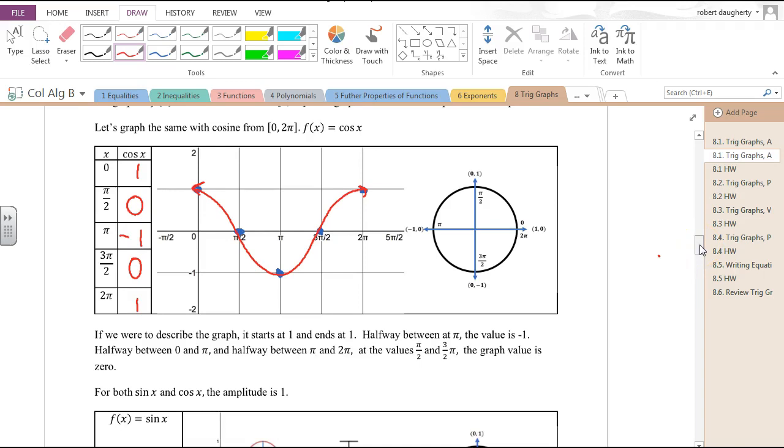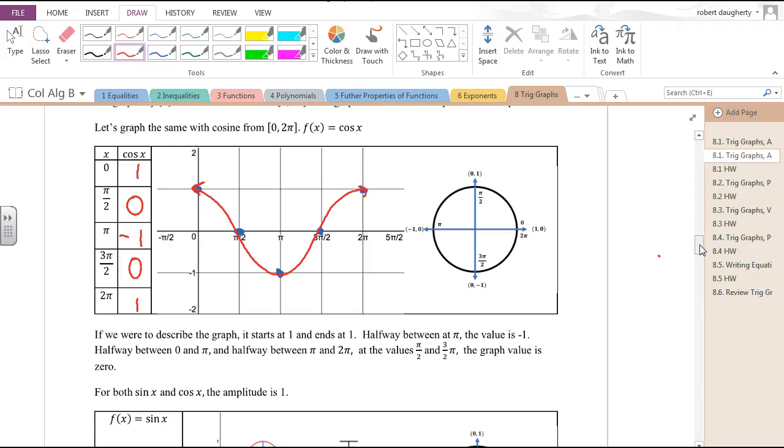Now let's describe the cosine graph. Somebody describe. It starts at what? Well, no, what is this? 1. It ends at 1. Halfway in between, it's at -1. And then halfway between these first 2 points, I'm at 0. Halfway between the second 2 points, I'm at 0.